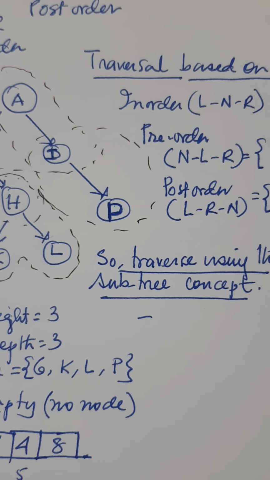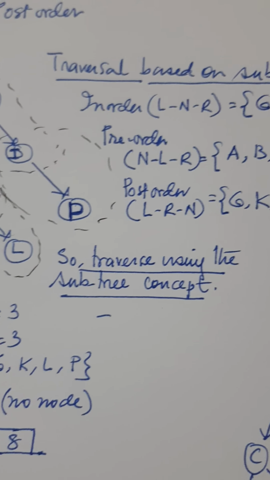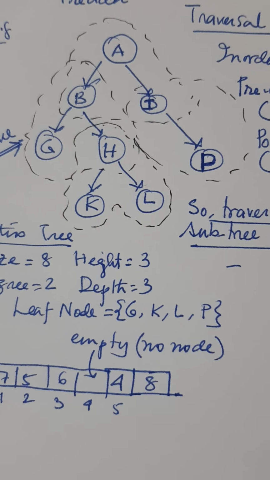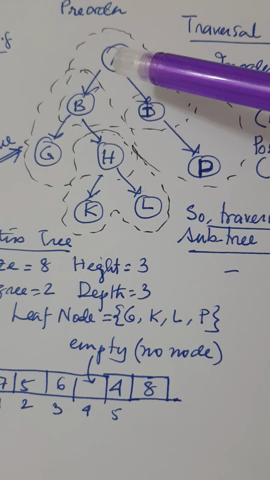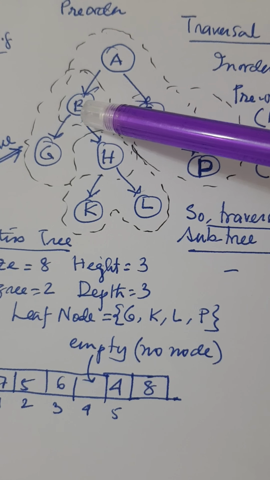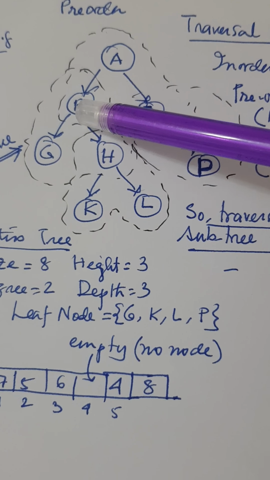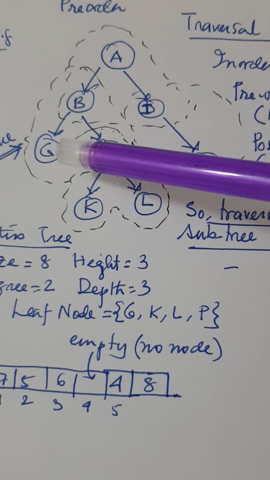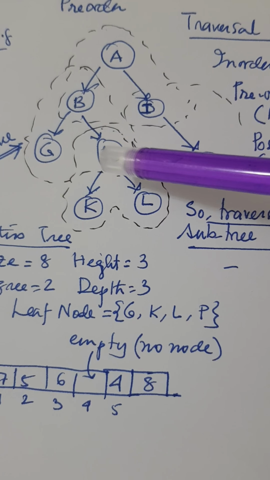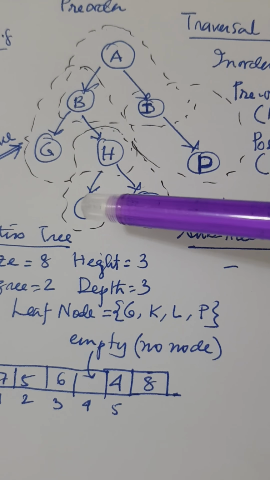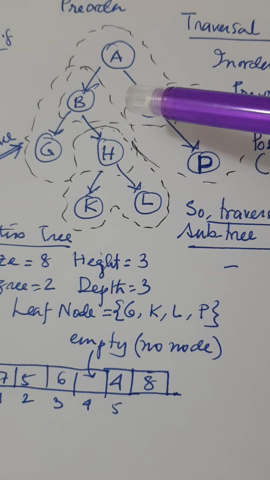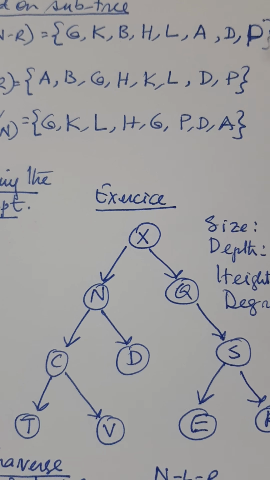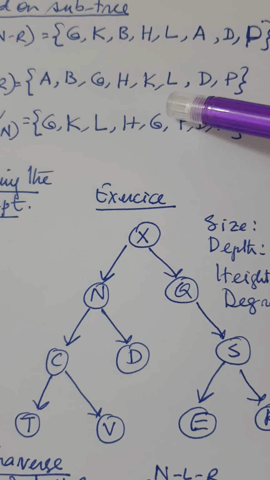Again, we are going for pre-order now. That means we want to do node, left, and right. So starting with node, you go to node again, because you are going for node, then left. So what happens? A, B, H, G, K, L. So these are all actually left. Then finally right, and then you have D and P. So exactly this: A, B, G, H, K, L, D, P.